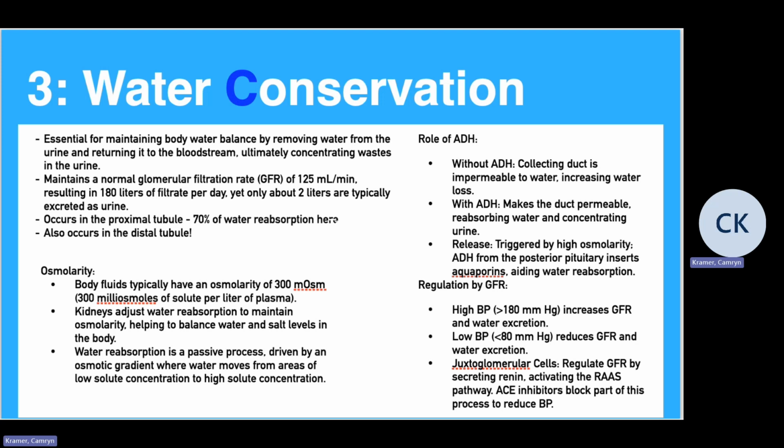An important note here is that the kidneys regulate the glomerular filtration rate, GFR, to control how much water is filtered. If blood pressure is high, GFR increases, which results in more water being excreted. When blood pressure is low, GFR decreases, conserving water. The juxtaglomerular cells in the kidneys help with this regulation by releasing renin, which starts the RAS pathway, a system that increases blood pressure and helps balance blood volume.